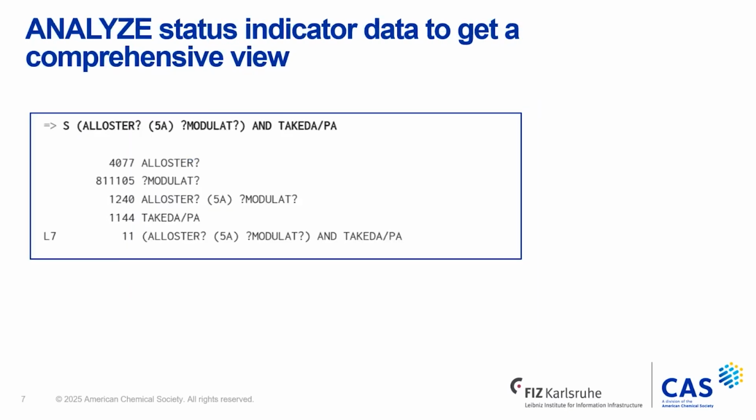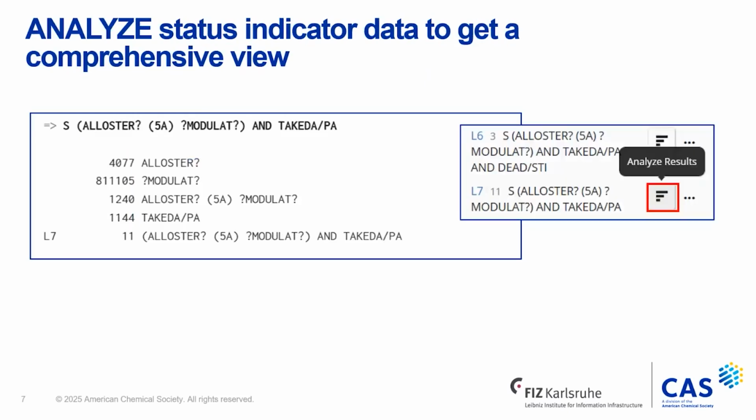If we want, another thing that we can do with these is, if we don't immediately append the status indicator to this, we can use the status indicator and the analyze tool to get a comprehensive view of the organization's intellectual property associated with these particular keywords, allosteric modulators in this case. If we just do a basic search, and then from the little bar graph, the histogram next to the answer set, we hover over that, you'll see analyze results.